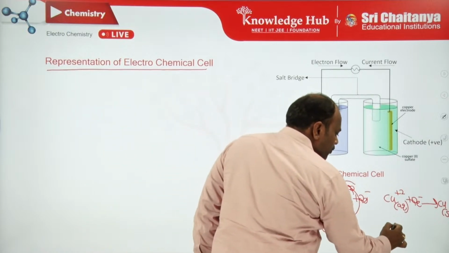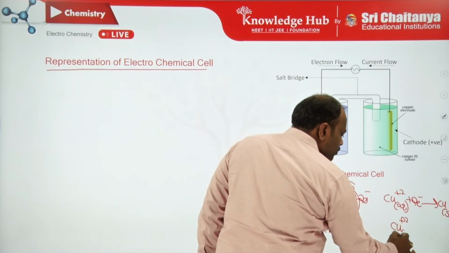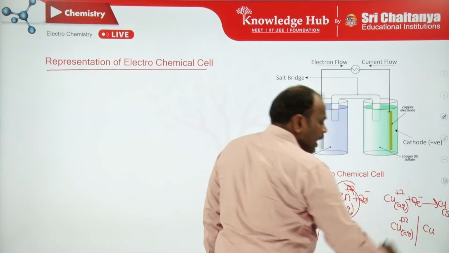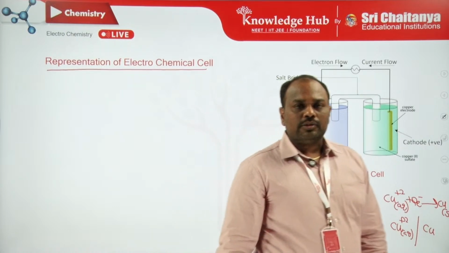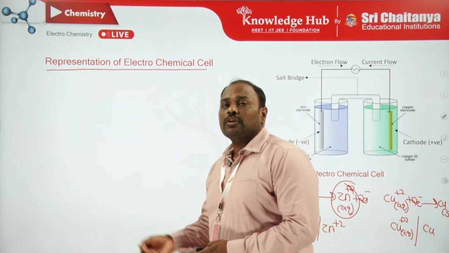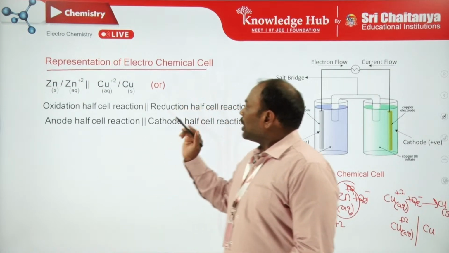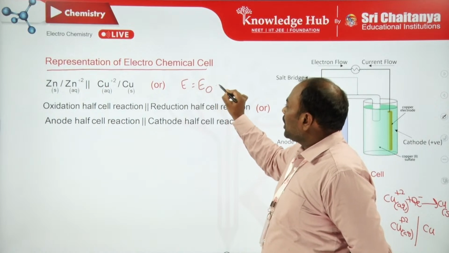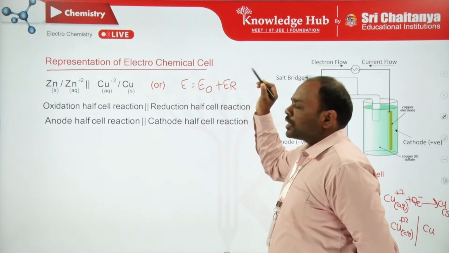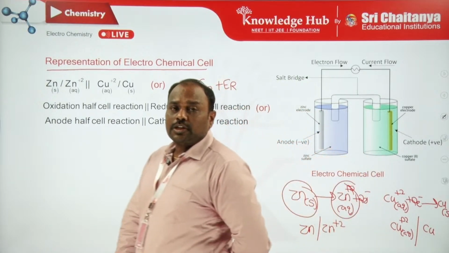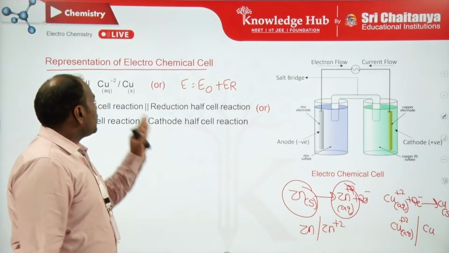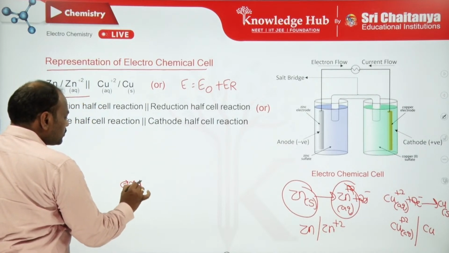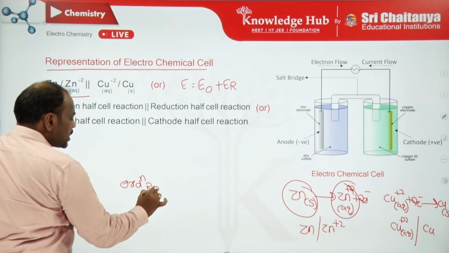On the right side, what happened? Cu plus 2 aqueous is converted to Cu. The conversion is represented with which symbol? Slash. So the slash indicates the conversion of the electrode. In the electrolytic cell, both reactions take place, the oxidation reaction and the reduction reaction. Oxidation reaction always takes place on which side? Left side. That's why we mention the oxidation on the left side.